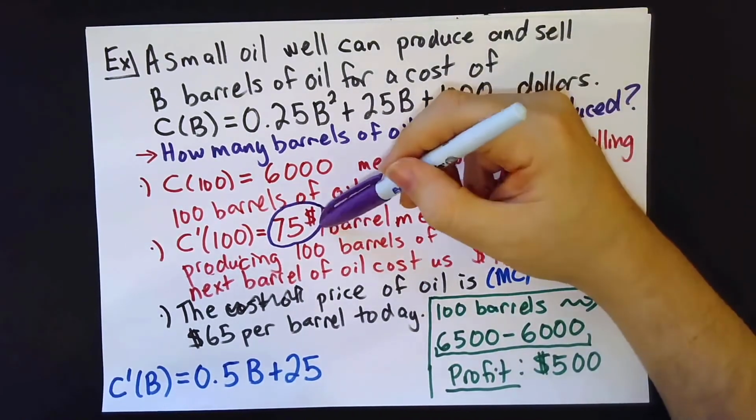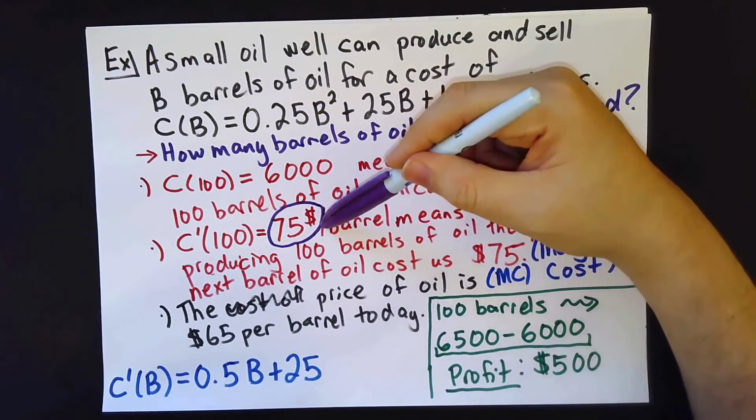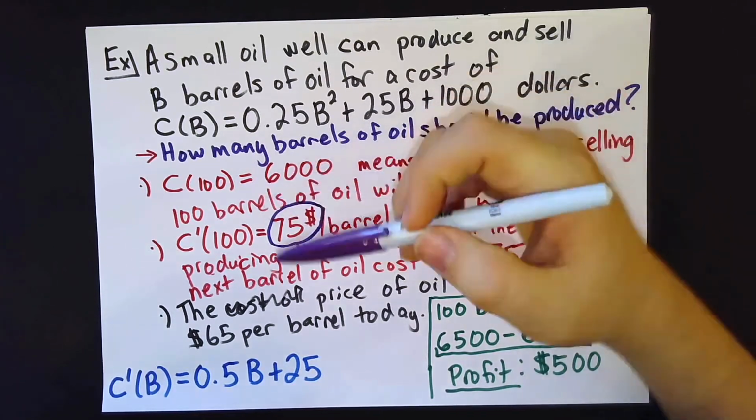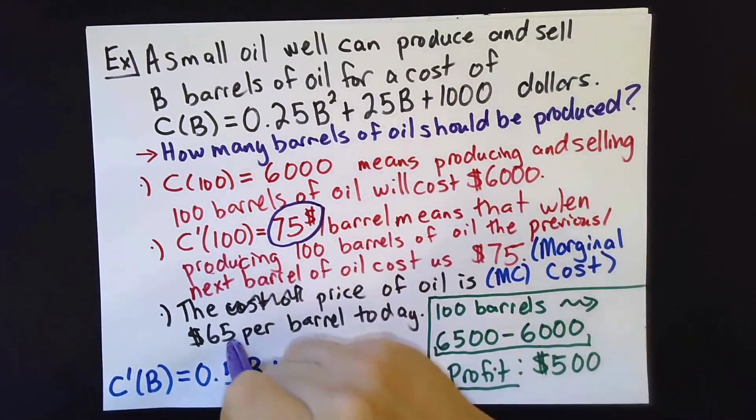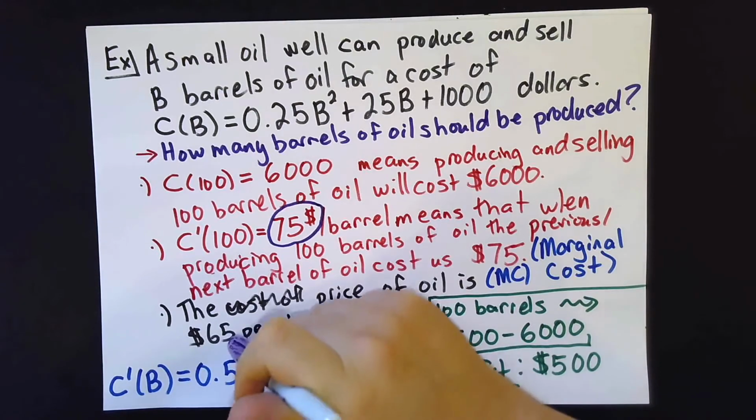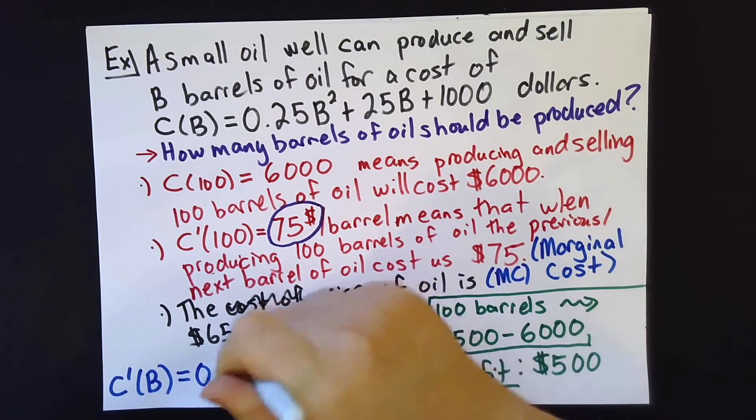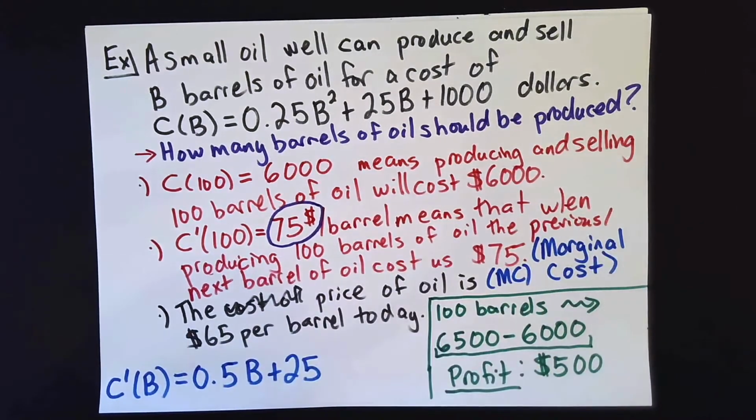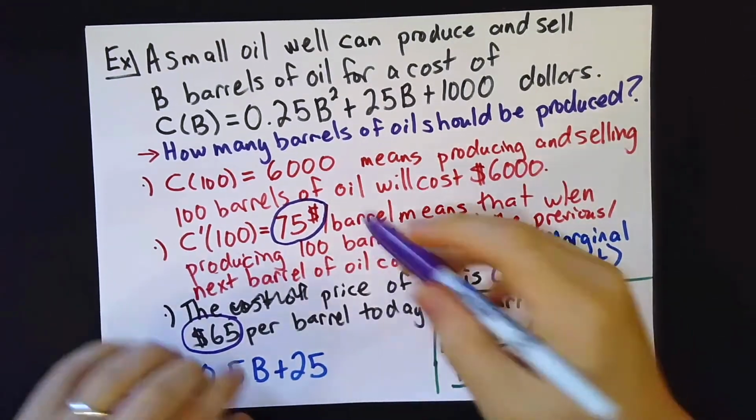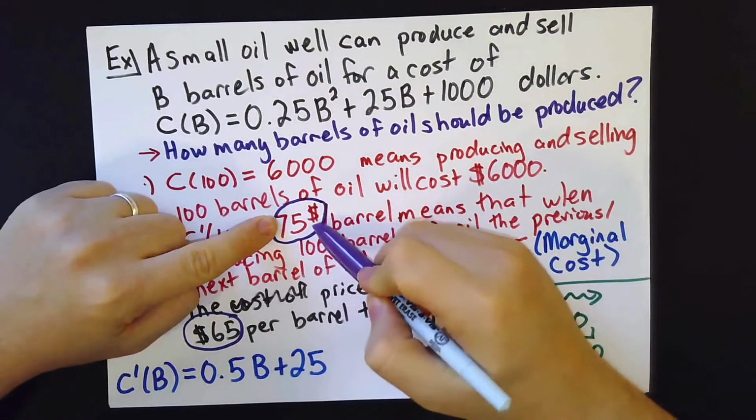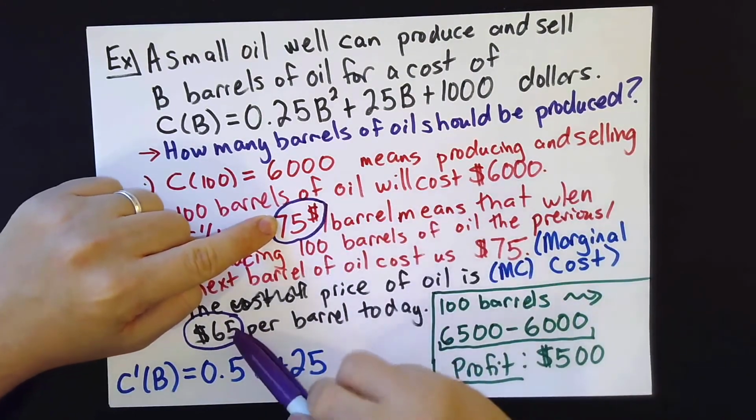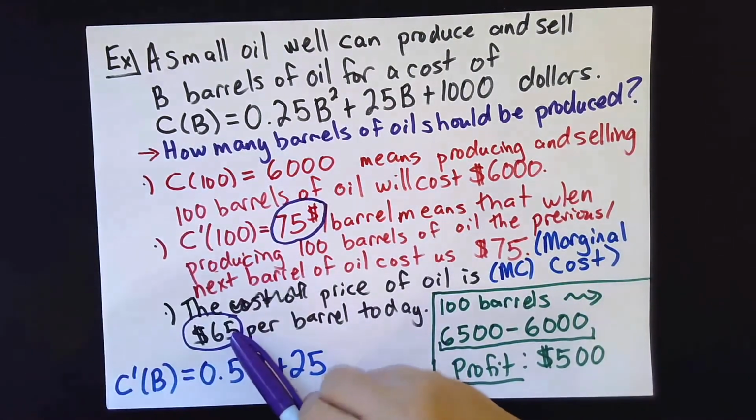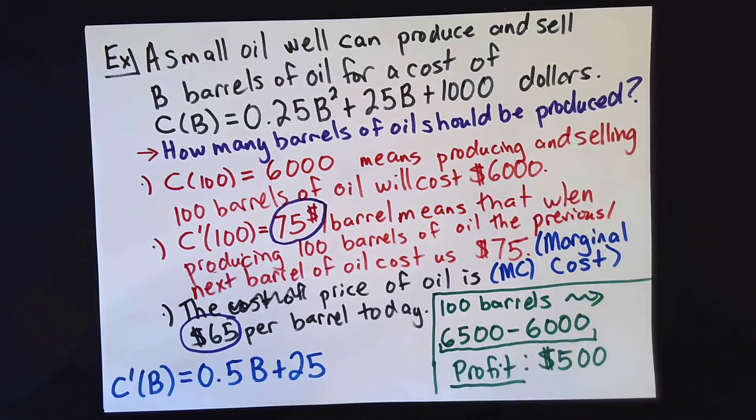But then what did I sell that 100th barrel of oil for? Well, I sold that 100th barrel of oil for $65. Is that a good deal? No, that's a bad deal. I paid $75 in order to make $65. That's a bad exchange.